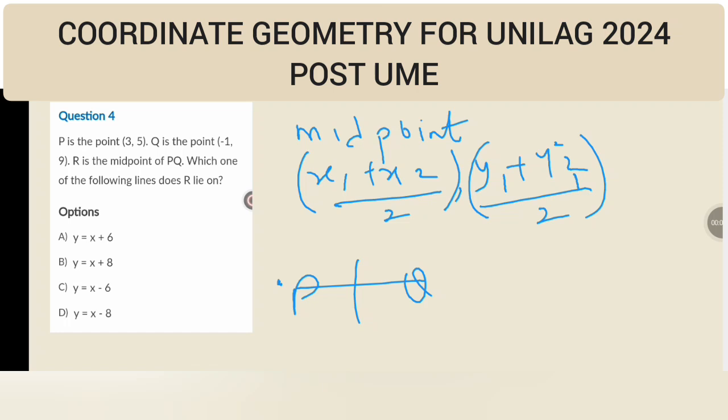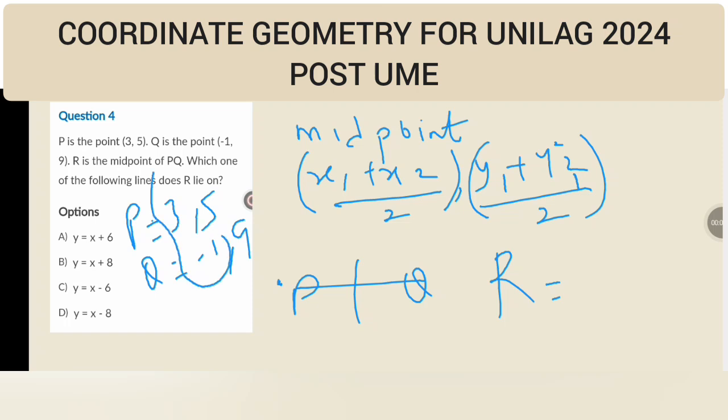For the x coordinate of point R, get your P first. P is 3, 5 from this question, and Q is minus 1, 9. Now, add this 3 and minus 1 together. 3 plus minus 1 will give you 2. Divide the answer by 2, that will give you 1, comma. Then for the y coordinates, you have to do 5 plus 9. 5 plus 9 is 14. Divide it by 2, that will give you 7. So the point R is 1, comma 7.